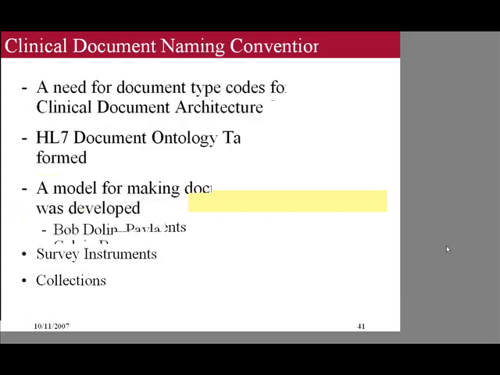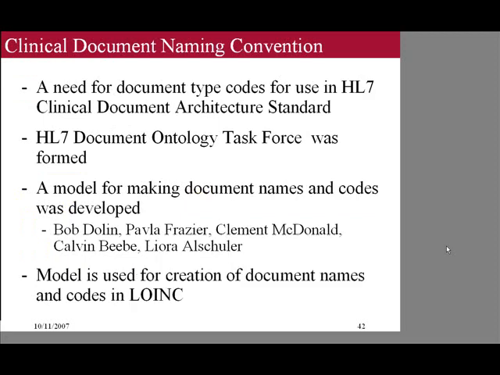Okay, documents. I'm a little behind schedule, but these last things are getting shorter, so hold with me for a little while. The document naming has been a key activity with the LOINC committee for some time, and there was an HL7 document ontology task force that met the very first time up in Vancouver, British Columbia. Bob Dolan, Pablo Frazier, Clem, Calvin, Leora Altschuler were all involved in creating the model, and the model is used for the creation of document names and codes in LOINC.